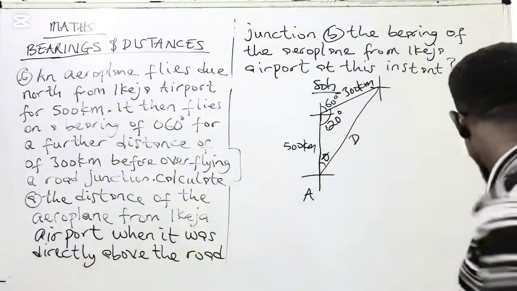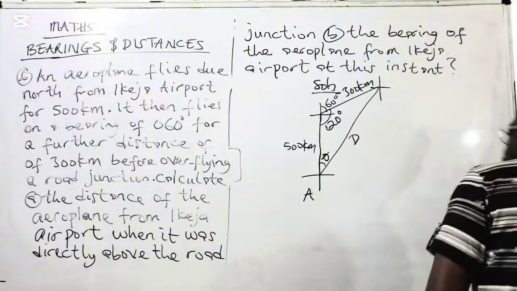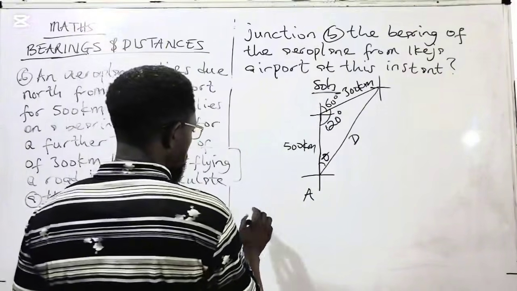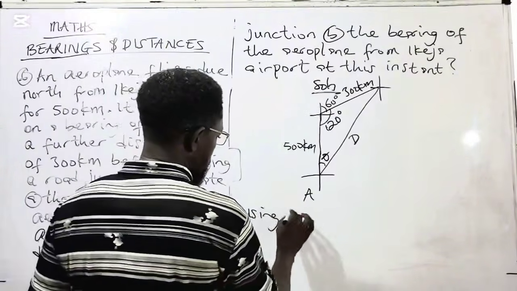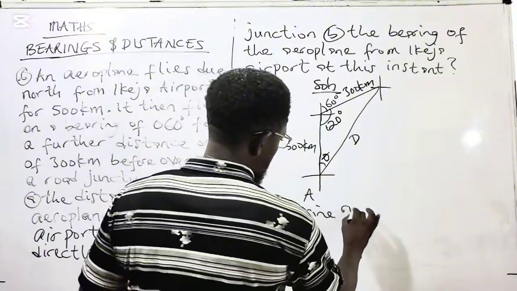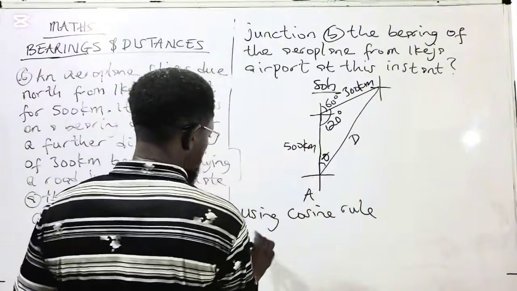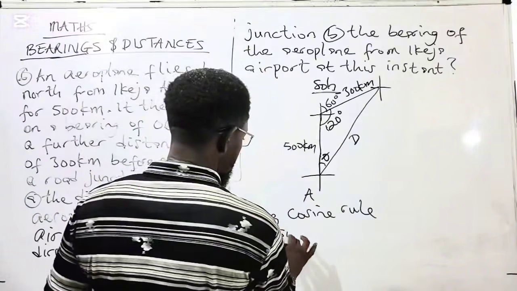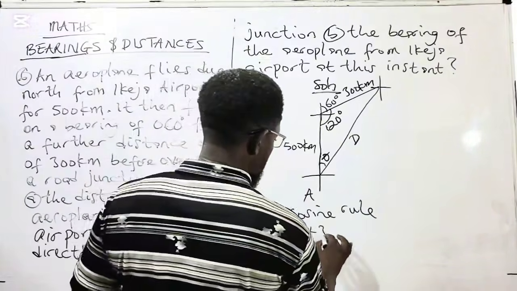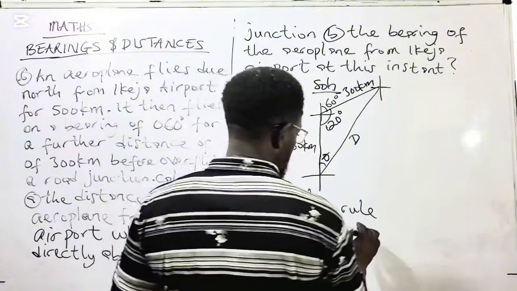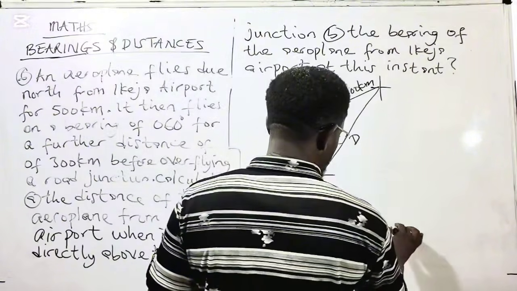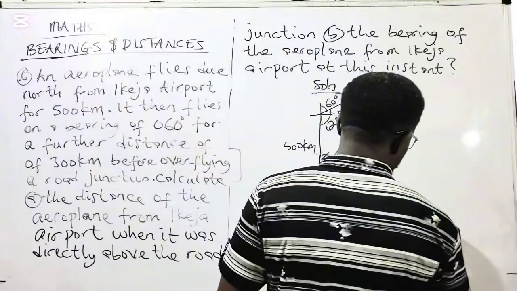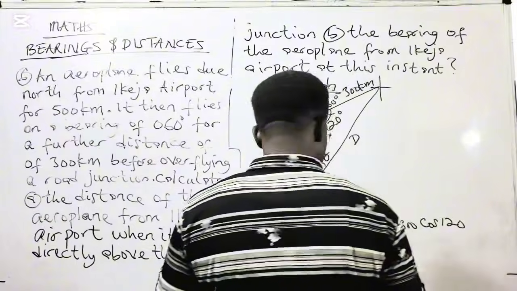So from here, I'll make use of the cosine rule now. Using the cosine rule, this square will be 500 square plus 300 square minus 2 times 500 times 300 cos 120.